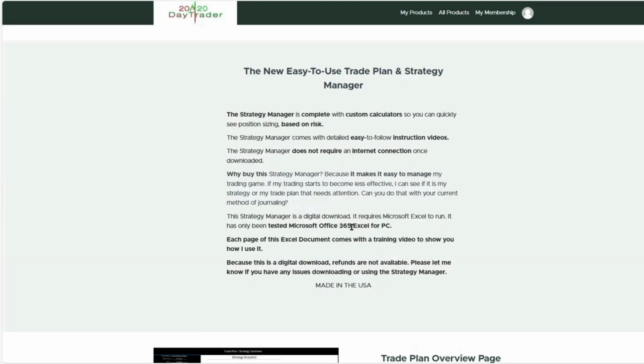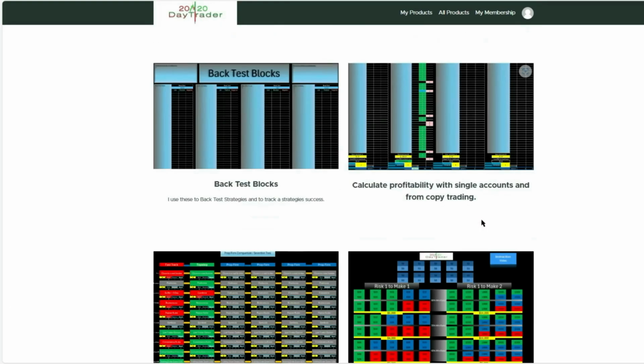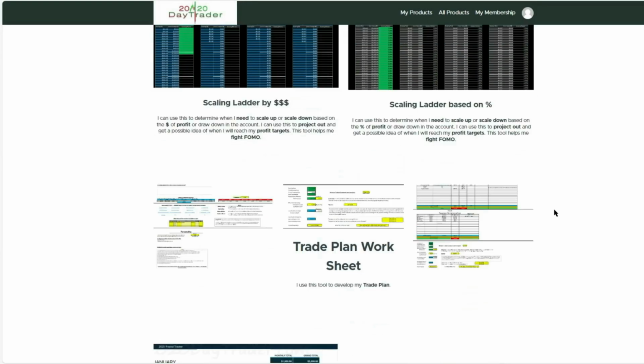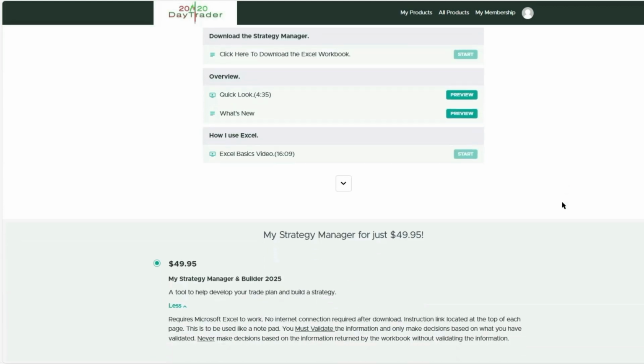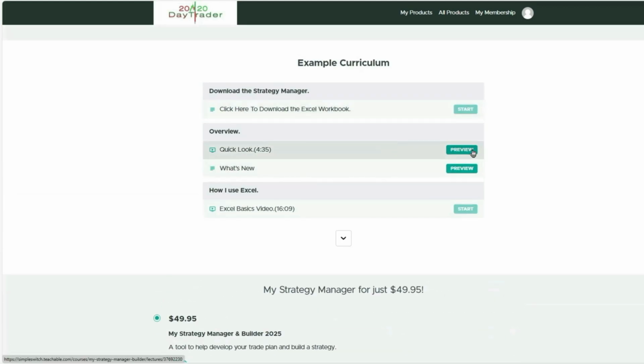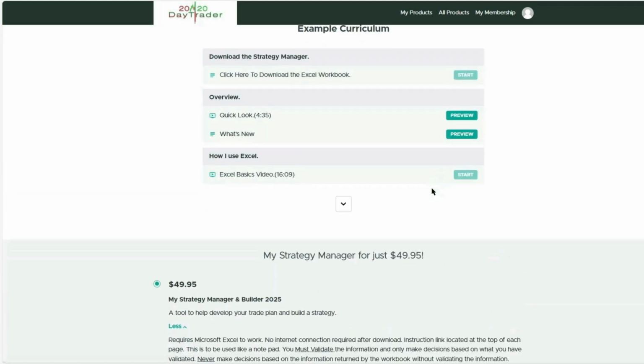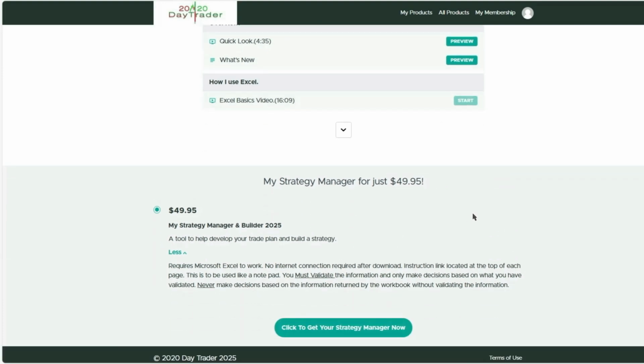You do have to have Microsoft Excel in order for this tool to work, because it is an Excel workbook. So, if you have Microsoft Word and Outlook and all that stuff on your computer, you probably have Microsoft Excel as well. Or if you have the Microsoft Office suite, then you probably have Microsoft Excel as well. But anyway, coming down here and then purchasing this workbook, it's $49.95. And then it comes with instructions on every page. You can even preview them to see exactly what each page looks like and what it does.